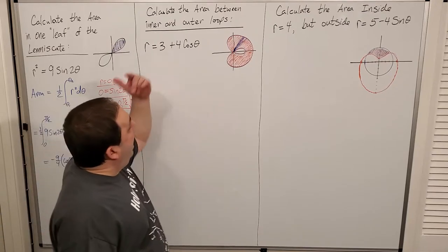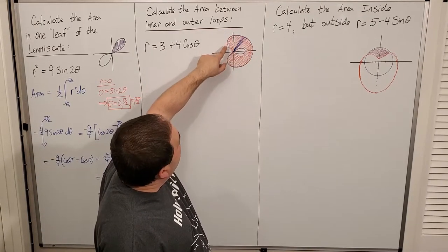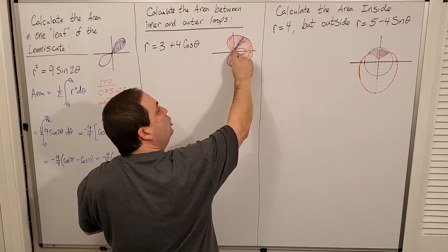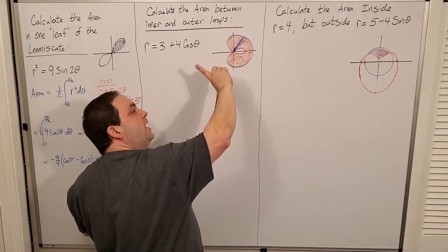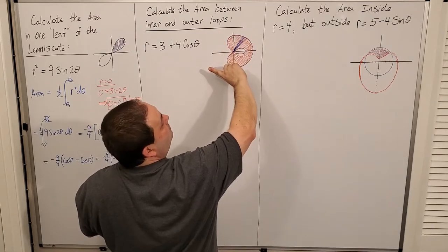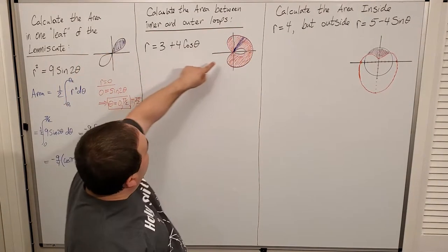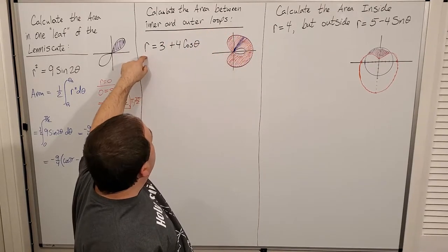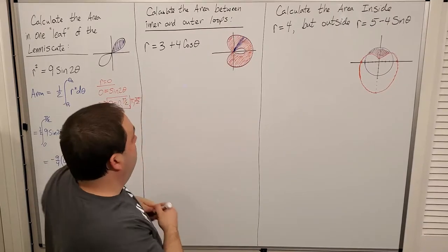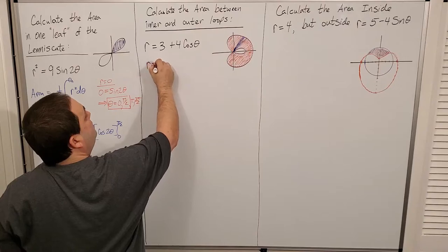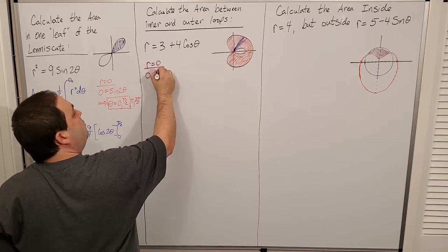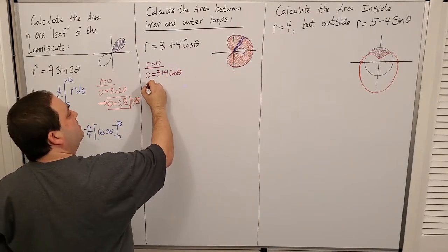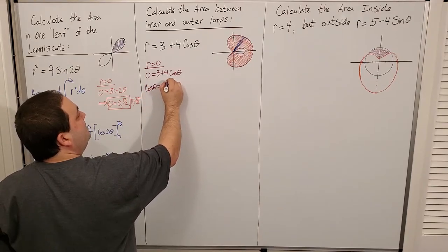First and foremost, I need to know where the shape folds back in on itself. I need to find this location right here where the loop begins, so that I know where to stop rotating when I'm integrating the big area. Well, it's just like over here. It hits that center point when it's going to form that inner loop. So I'm looking for, where does r equal 0? Well, that's 0 equals 3 plus 4 cosine theta. So we solve this, and I'm getting that cosine theta is negative 3/4.